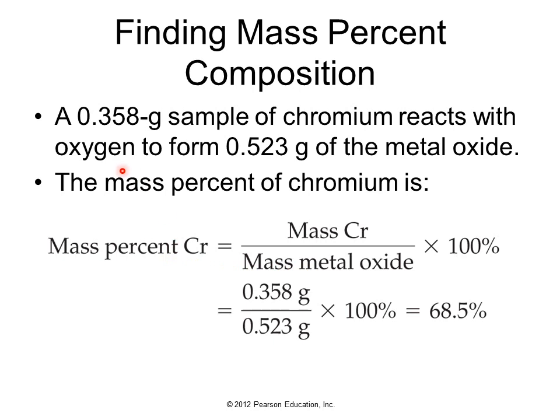So we already know the mass of chromium we started out with, 0.358 grams, and the mass of the whole that we ended up with when it combined with oxygen. So the part over the whole times 100 gives 68.5% chromium for this compound.